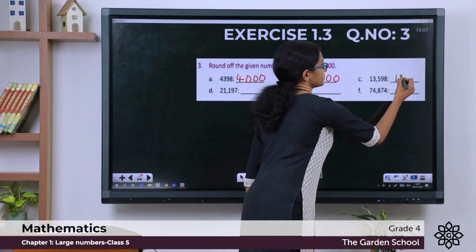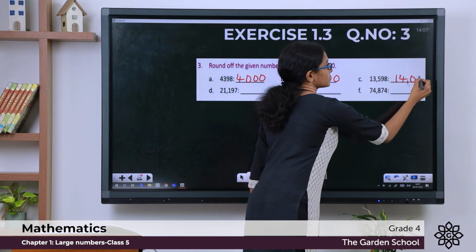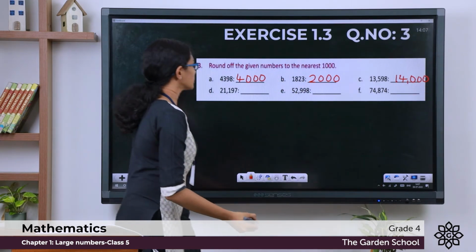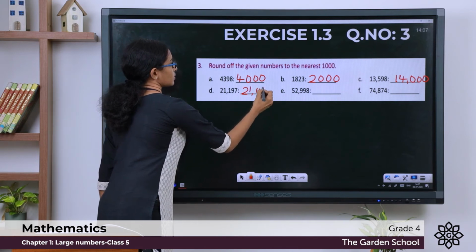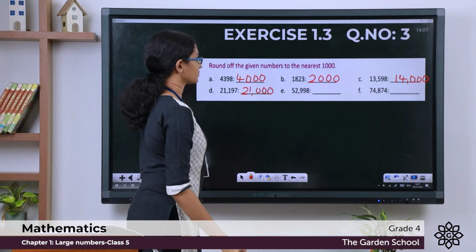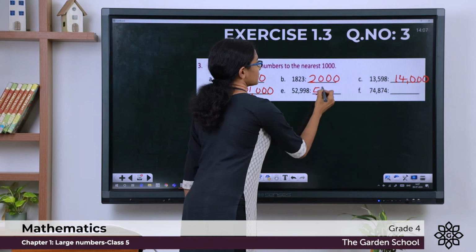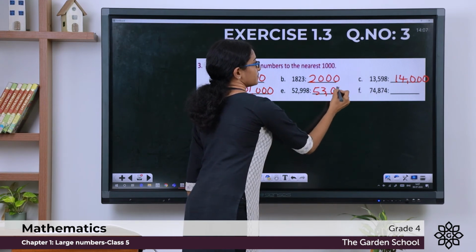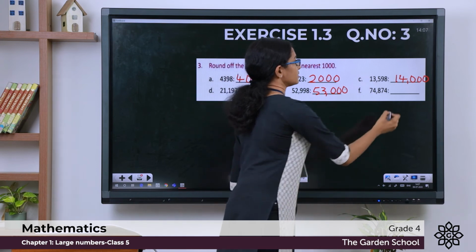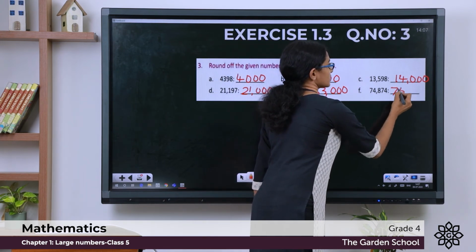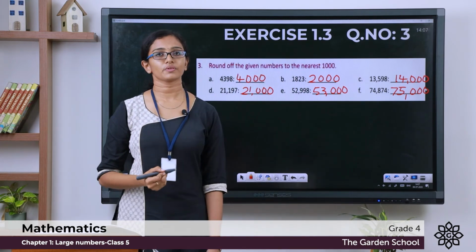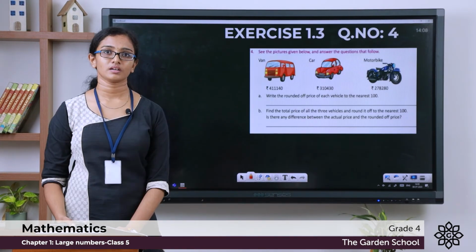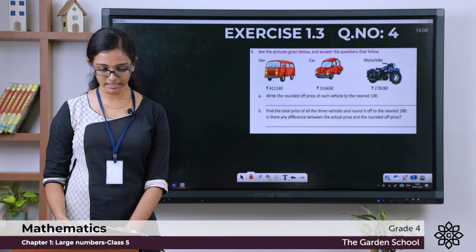Here the answer is 14,000. Here the answer will be 21,000. Here the answer is 53,000. And here the last one, the answer is 75,000. I hope your answers are correct. Now let's move on to the fourth question.